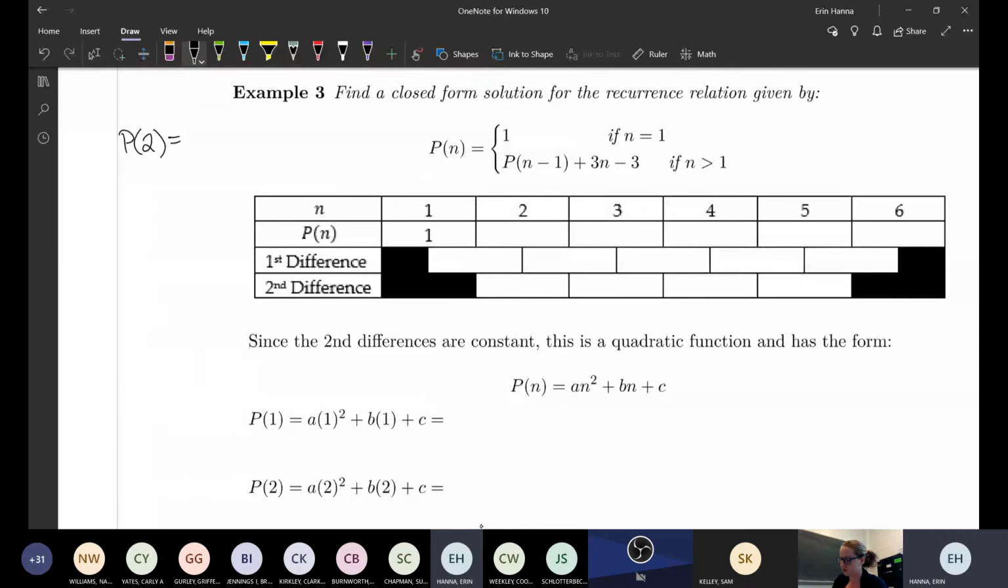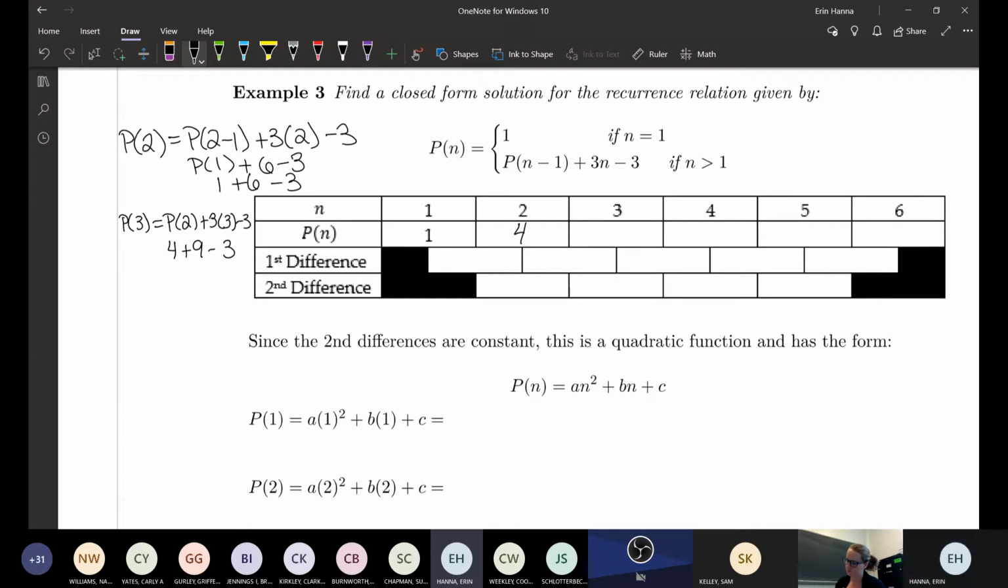So p of 2 would be p of 2 minus 1 plus 3 times 2 minus 3. So p of 1 plus 6 minus 3. So 1 plus 6 minus 3. So 4. So p of 2 would be 4. Maybe I'll do one more, and then just ask you to trust and believe me. So this will be p of 2 plus 3 times 3 minus 3. So 4 plus 9 minus 3, which will be 10.